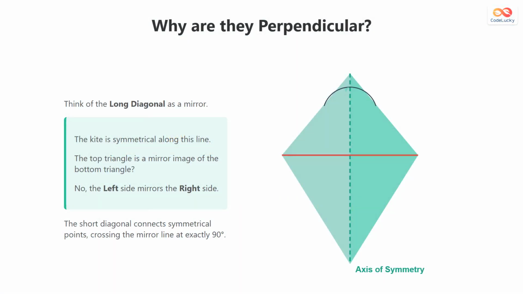Why does this happen? The easiest way to understand it is through symmetry. The long diagonal acts like a mirror line or axis of symmetry. If you were to fold the kite along this long line, the left side would land perfectly on the right side. Because the short diagonal connects these symmetrical points, it must cross the fold line at a right angle.